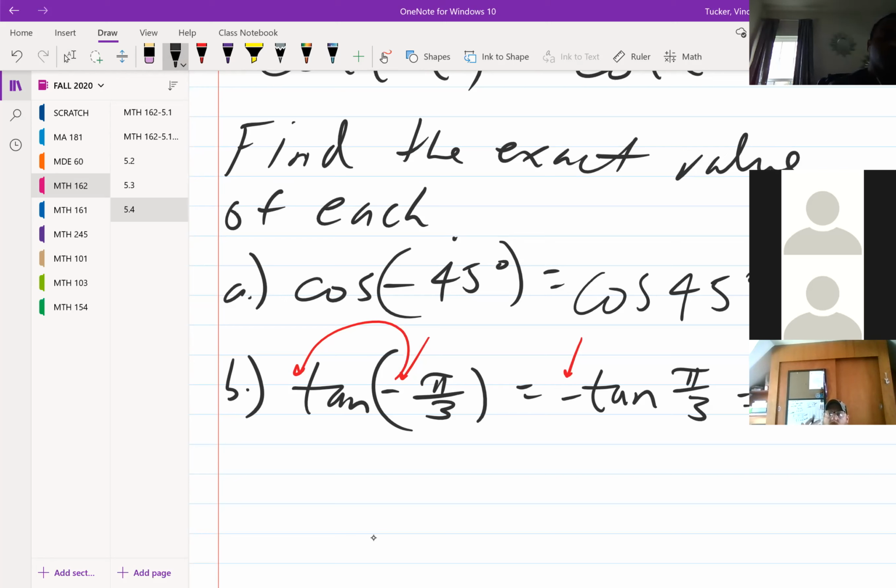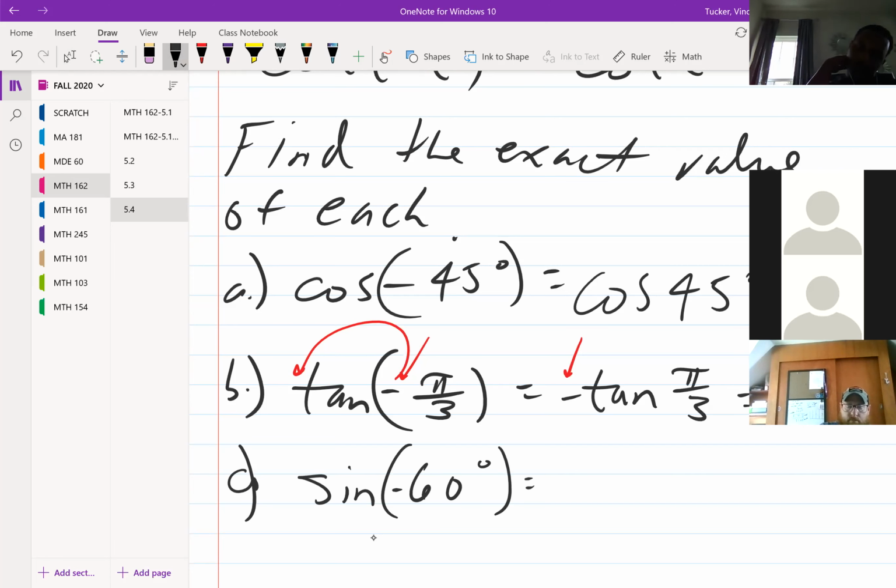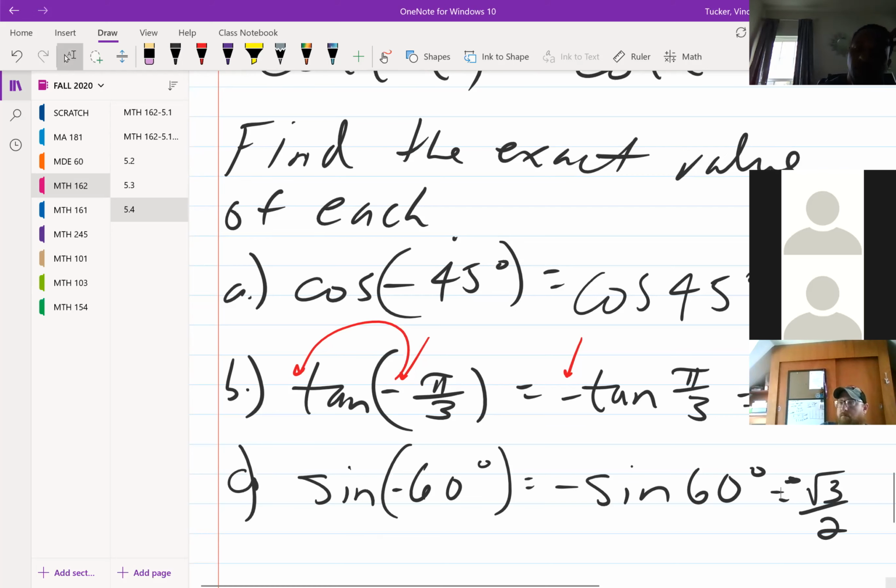I guess one more. I did sine of negative 60 degrees. So once again, that's odd, so I can bring the negative to the outside. And sine of 60 should be square root of 3 over 2. And that should be negative square root of 3 over 2.